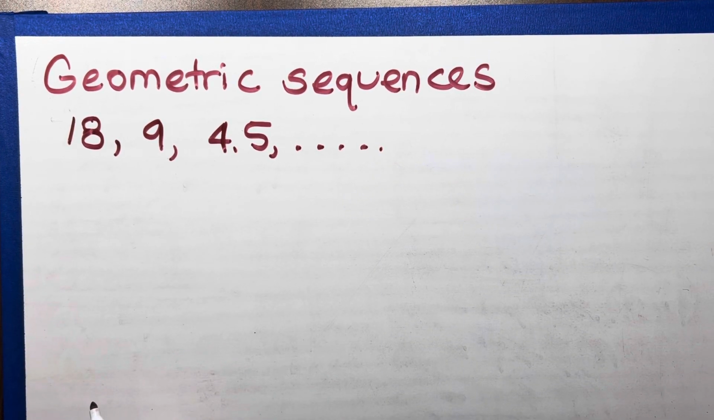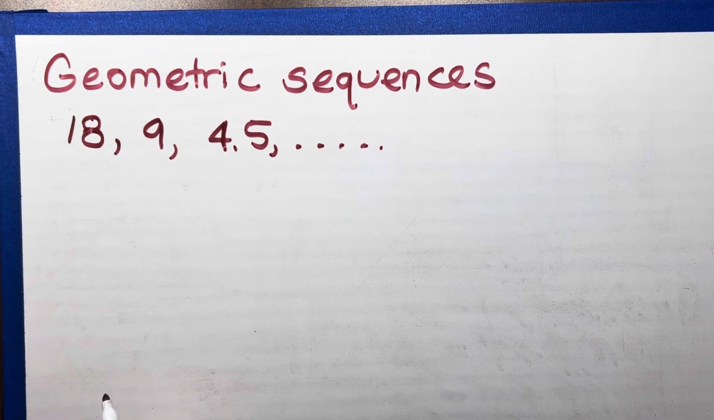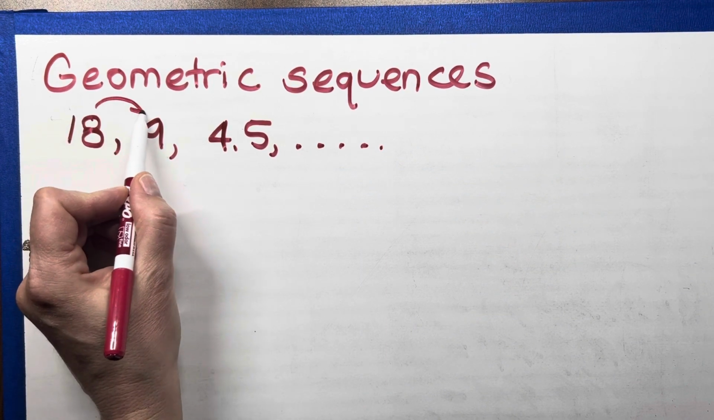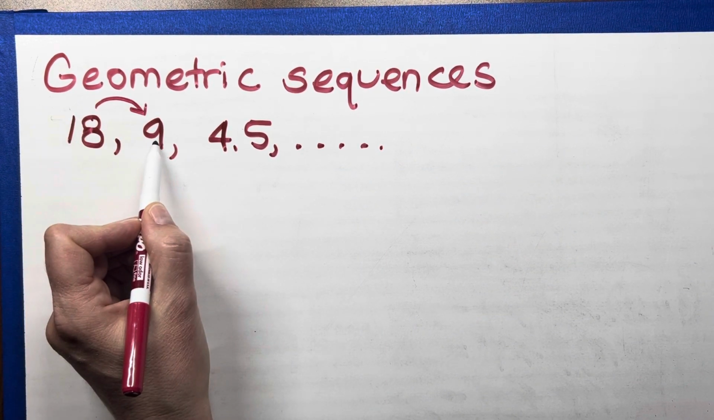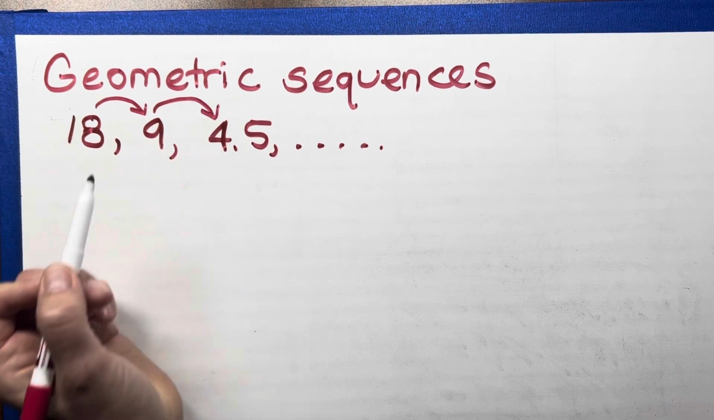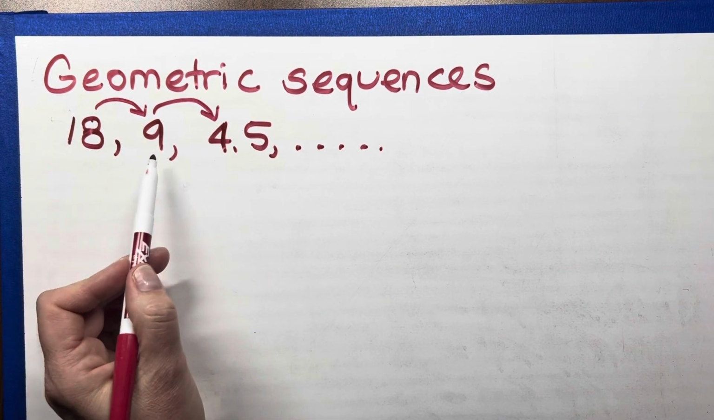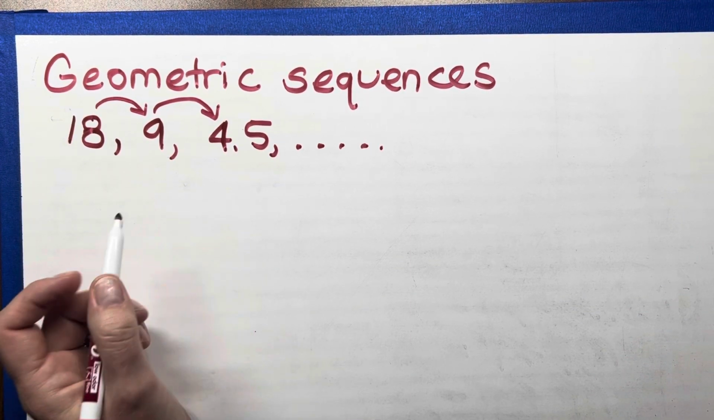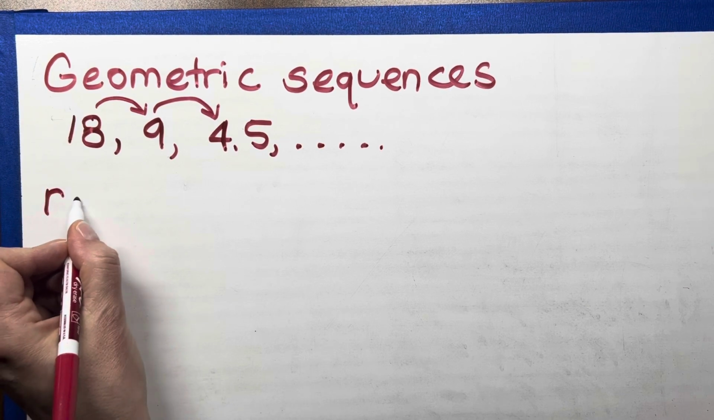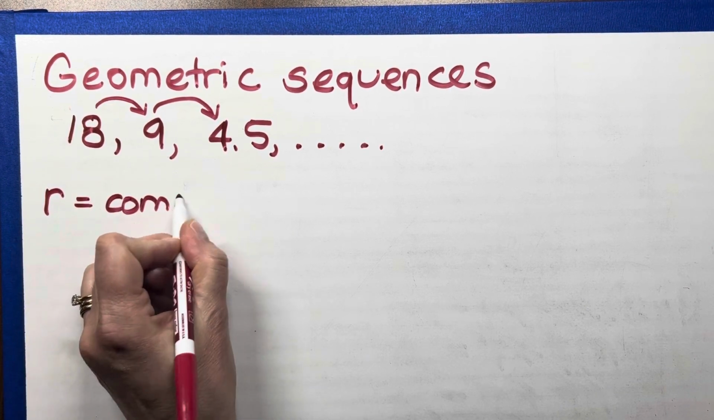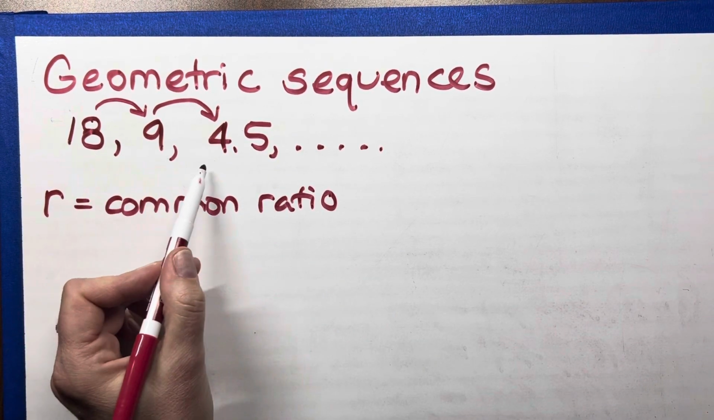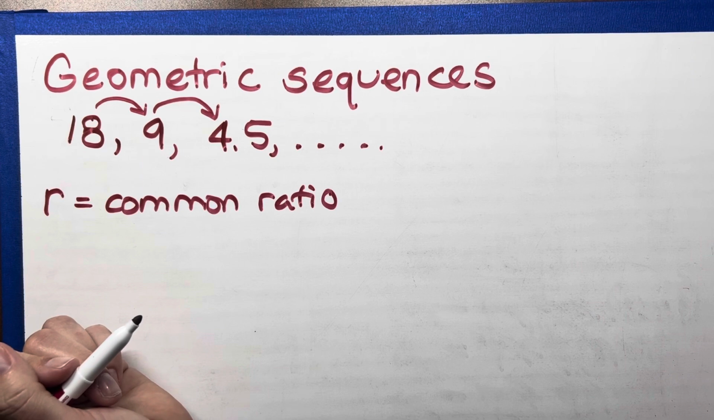So in an arithmetic sequence, recall that we were adding the same value every time to get to the next term. In a geometric sequence, something different is happening, because to go from 18 to 9 and then 9 to 4.5, it's not the same difference like we had in arithmetic. So in a geometric, we're looking for something called the R, which is our common ratio. And what that means is that each time we go from term to term, we are multiplying by the same value.